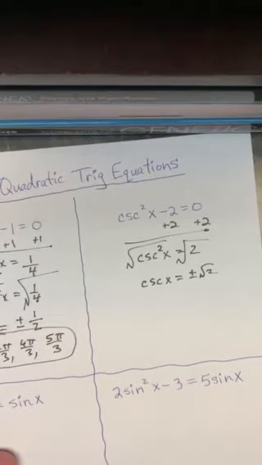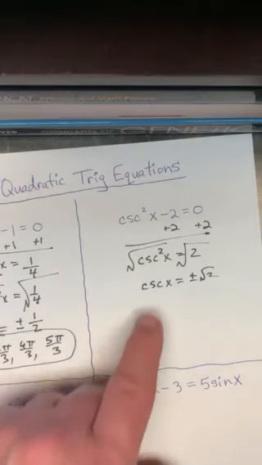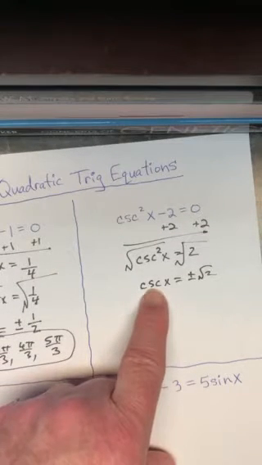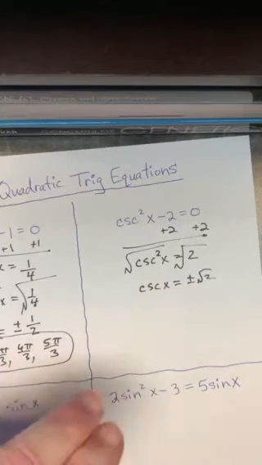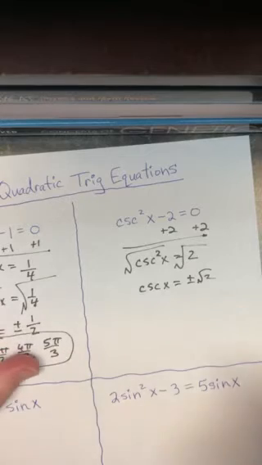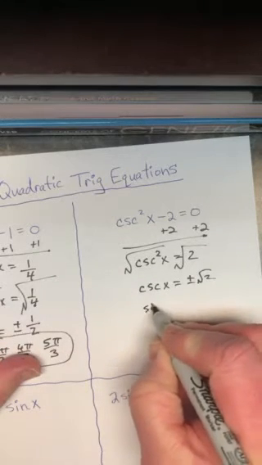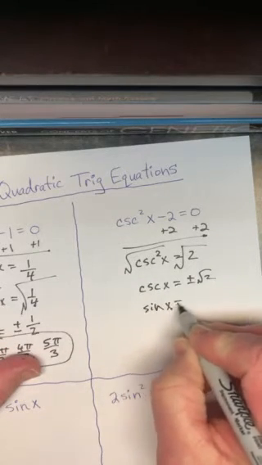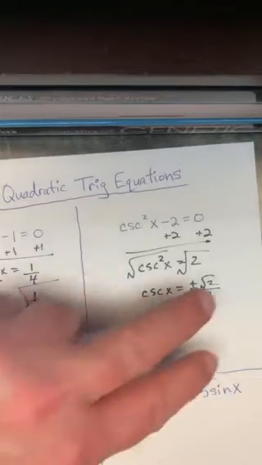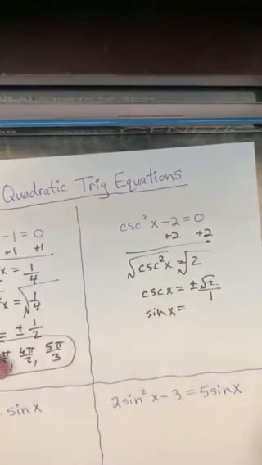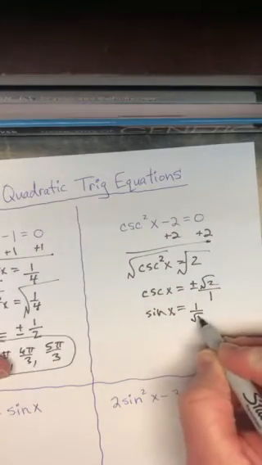Now careful, let's think. That says cosecant, doesn't it? We all know that cosecant is the what? Think with me. The reciprocal of sine. So I'm going to change it to the sine of x, but because it's the reciprocal of cosecant, I'm going to put this radical 2 over 1 and I'm going to flip it over and get 1 over radical 2.